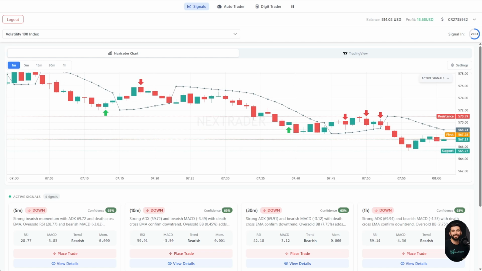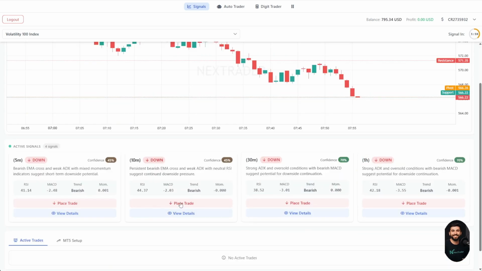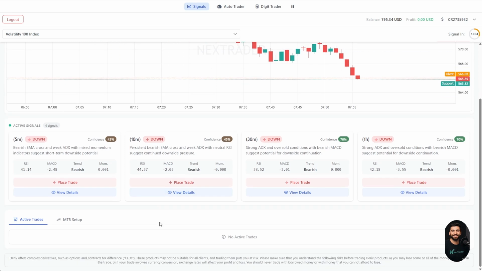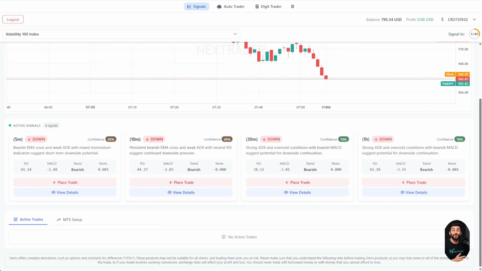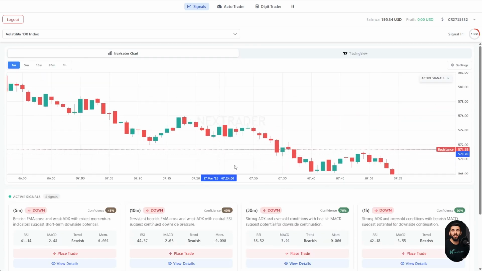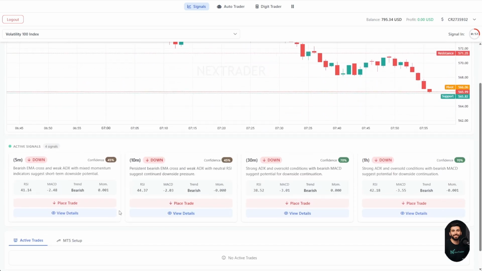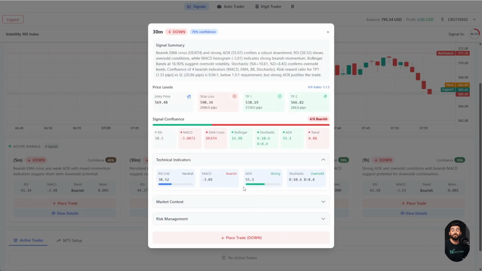Below the chart, you will find the Active Signals panel. Nextrader provides signals across 4 time frames: 5 minutes, 10 minutes, 30 minutes, and 1 hour. Each signal card shows the direction, the confidence percentage, and a brief explanation of why it was triggered. You can see at a glance whether the short-term and longer-term views are aligned or conflicting. And we have made the 10-minute signals completely free. No login required. We believe every trader should have access to quality analysis without being forced through a paywall before they can even evaluate the tool.